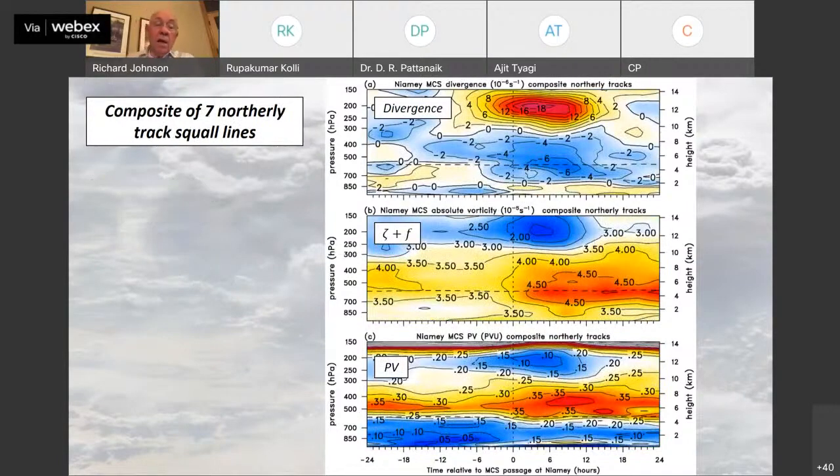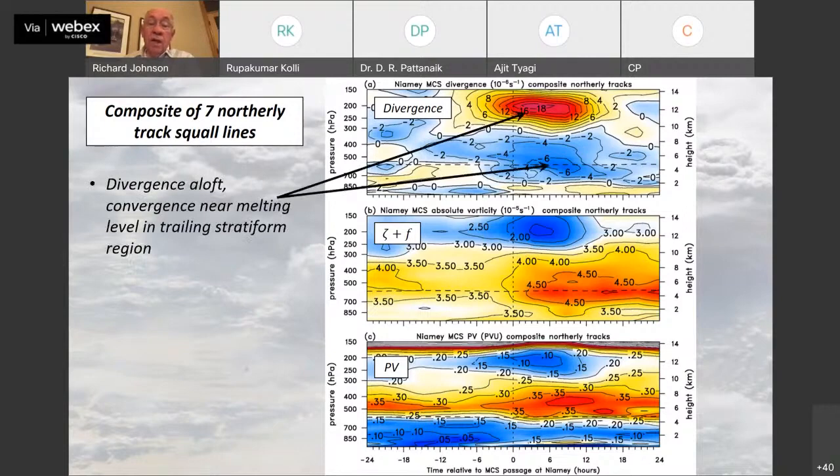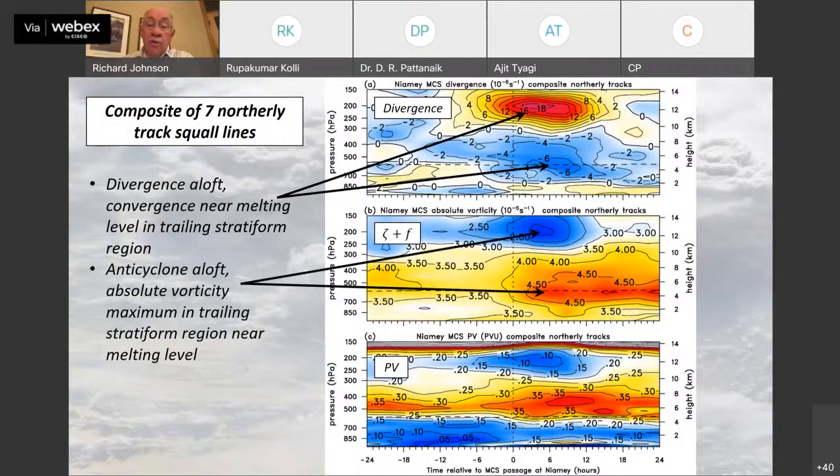So out of those 12, we looked at the seven northerly tracks of squall lines, those that track just south of the African easterly jet, which resides around 15 north. So on the cyclonic shear side of that jet, we've taken the seven northerly track squall lines, the strongest, and put them together in this composite. So if you go to next, these are total fields now. You can see there's divergence aloft in the stratiform region, and then there's convergence near the melting level.